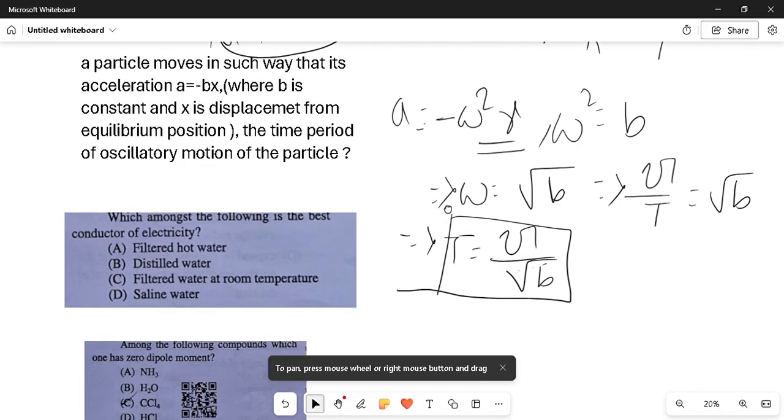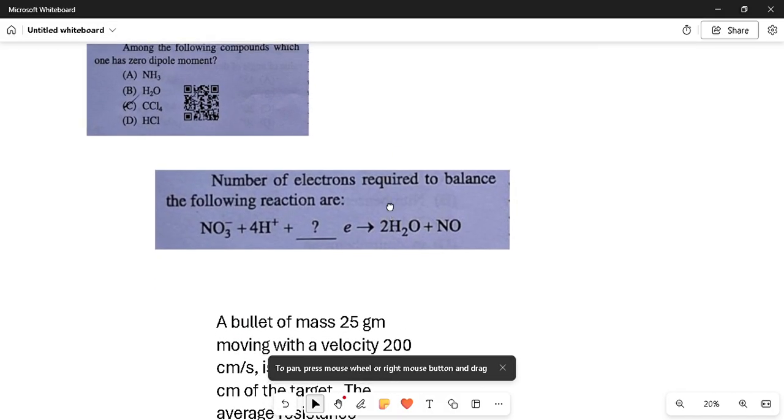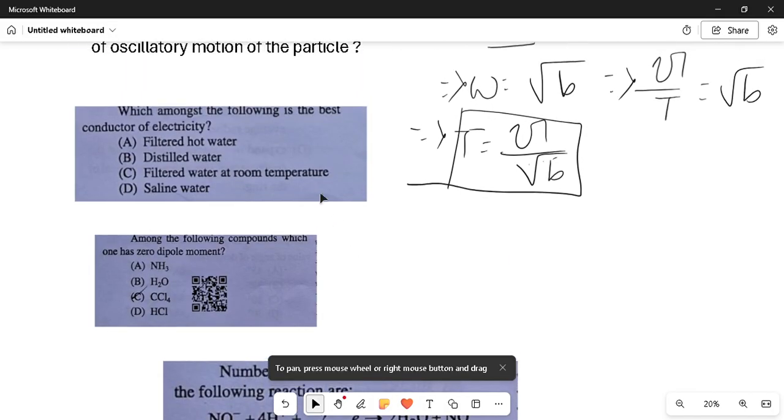Next I have a few chemistry type questions. Be honest, I forget much of my knowledge about chemistry. I have no knowledge about chemistry now, but I think a few basic questions from chemistry are given. Few basic questions are present in the paper.